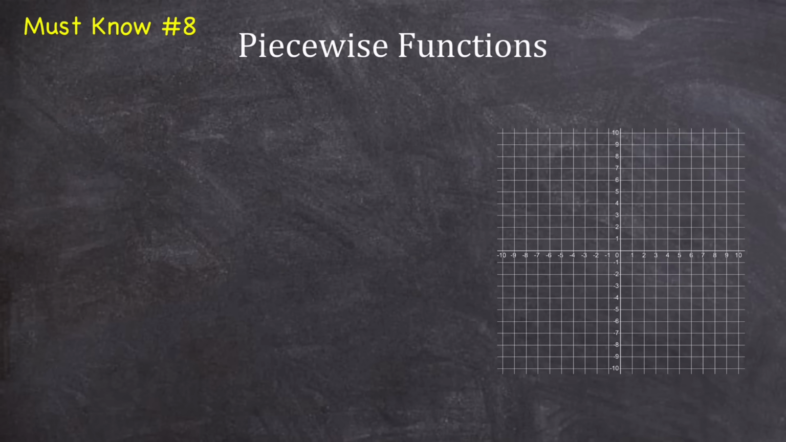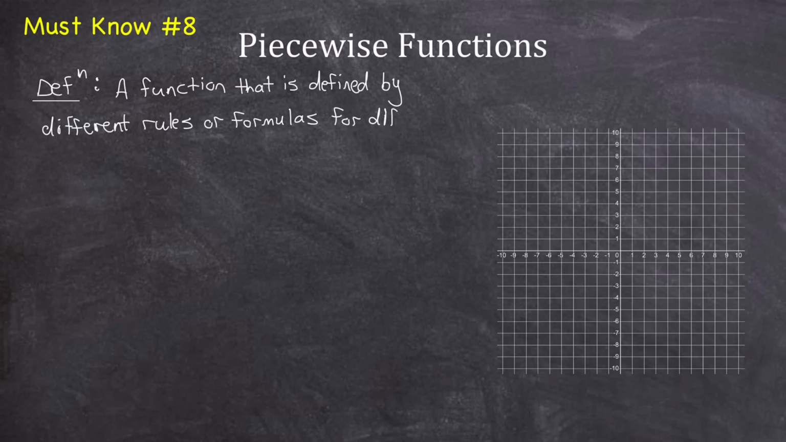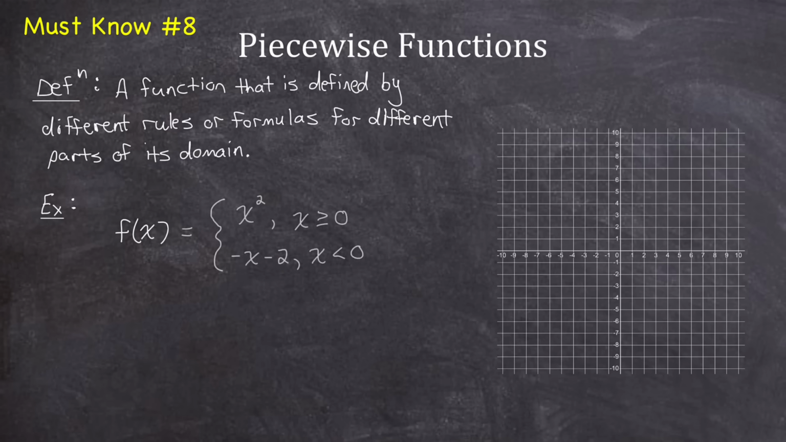Must know number 8, piecewise functions. Starting with the definition, a piecewise function is a function that is defined by different rules or formulas for different parts of its domain. So, for example, a piecewise function f of x, writing its equation, would look like this, where it says that f of x is equal to the function x squared for x values that are greater than or equal to 0, but it's equal to this linear function negative x minus 2 when x is less than 0. So let me show you how we would graph this.